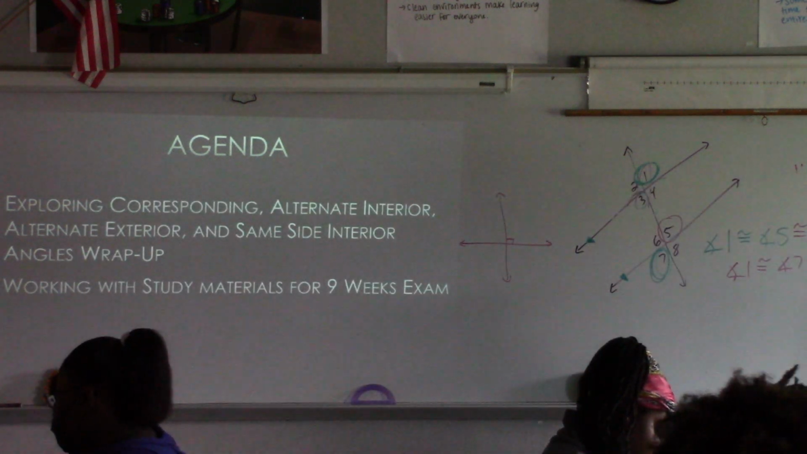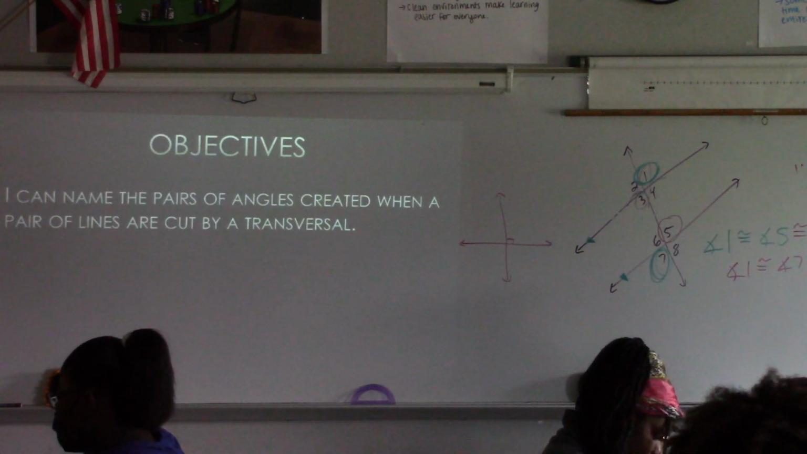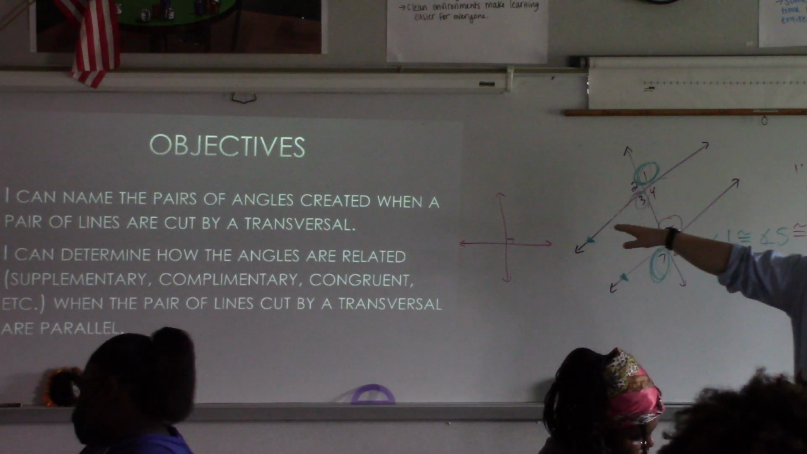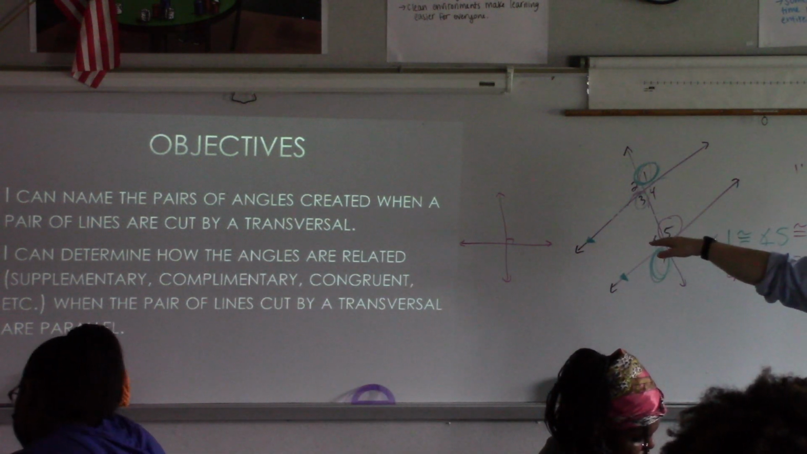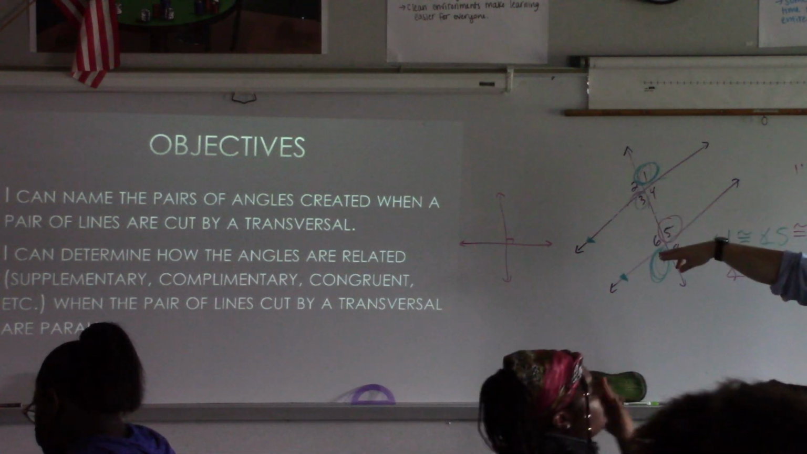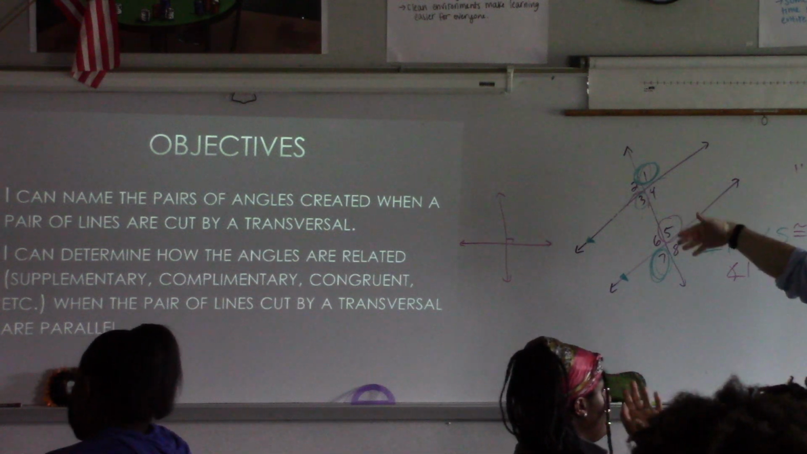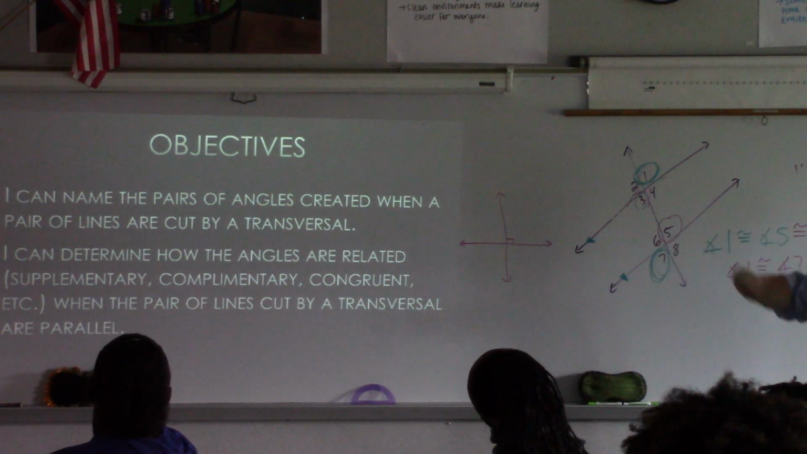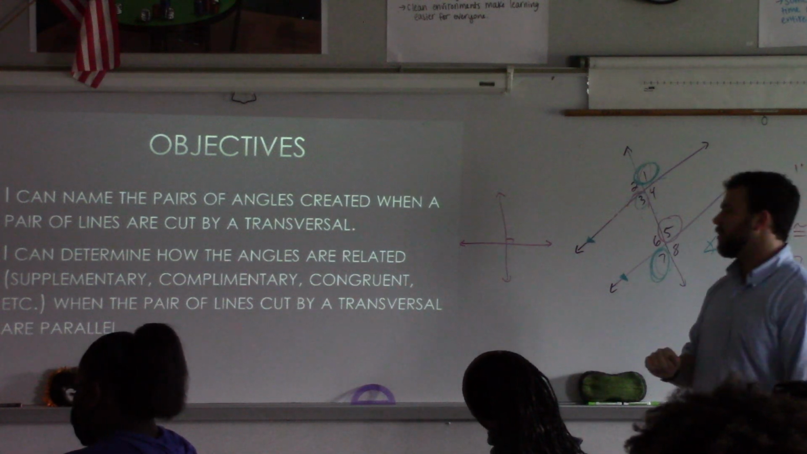Please remind me very quickly, don't forget with the objectives, I think we're doing pretty well. I can name the pairs of angles created when a pair of lines are cut by a transversal. We pretty good with that? Yep. Okay? And determining how the angles are related: supplementary, complementary, congruent, etc. when the pairs of lines are cut by a transversal are parallel.